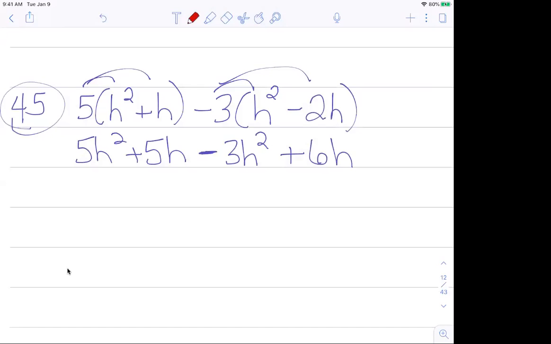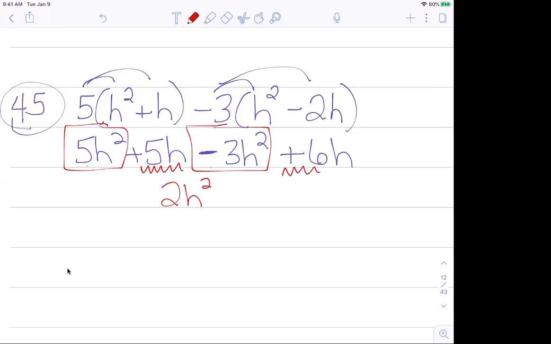5h squared and 3h squared. Yeah, and when you combine them together, we have a 5 and a -3. What is 5 minus 3, Nathan? 2. Good. So again, the h squared comes along for the ride. You're combining the numbers in front. Nathan, how about the other two terms?